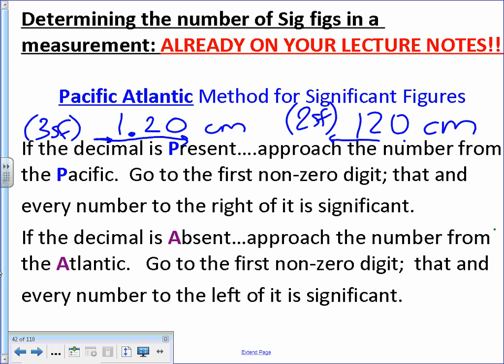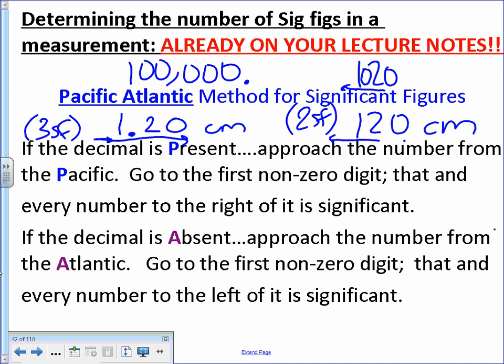What if it was 1020? Would there be 3? Yes, because the decimal is absent, so you start counting from the Atlantic and you go boom, boom, boom, 3. So what about this number? How many sig figs? 1. What about this number? 6. That's because I'm saying I know for sure that it's at least this much, and I'm estimating the rest. It could have been 100,001, and maybe it's 100,000 straight on.